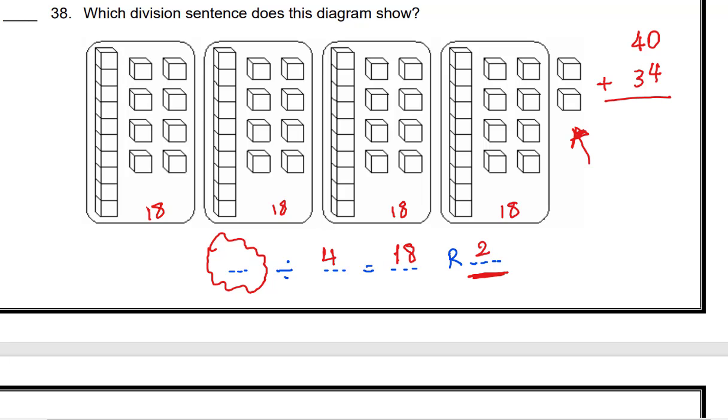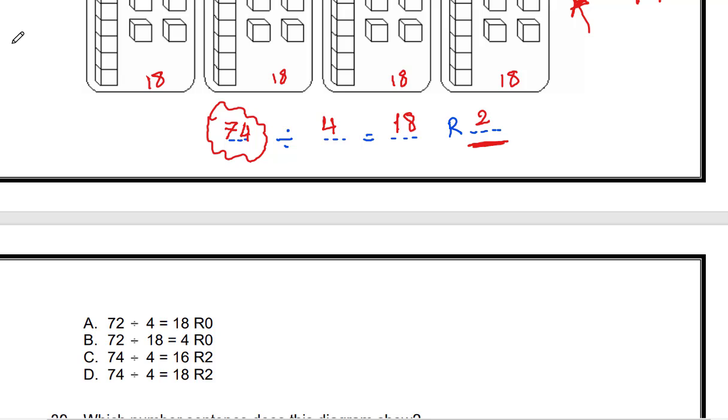Okay, add them, my hero. 4 plus 0 equals 4, and 4 plus 3 equals 7. So I should write here 74, right? Yes. Okay, let's choose the correct answer. Which one? D. Yes, thank you, my hero.